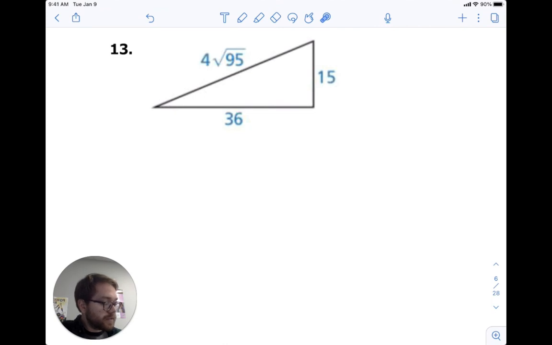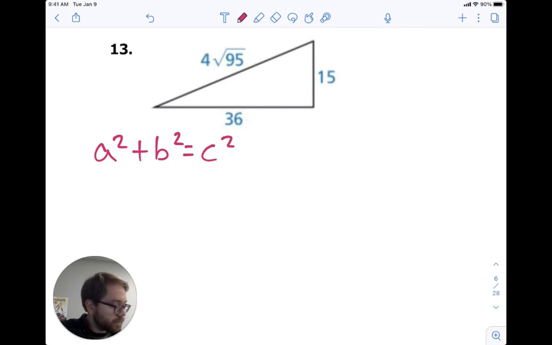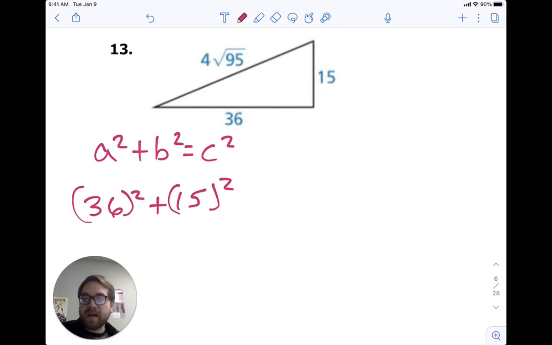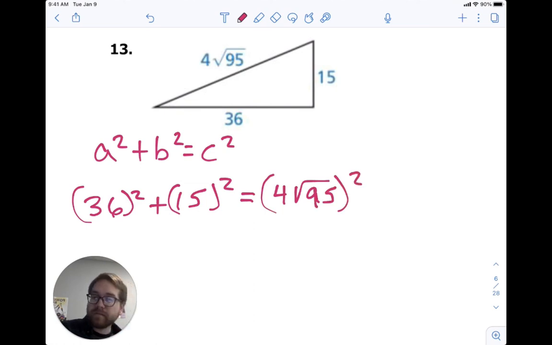So what we're going to do is plug into our formula. Our two shorter sides will be a and b here, 36 and 15. So that's 36 squared plus 15 squared. It doesn't matter which one's a and b. If you know those are both the shorter sides, you can flip them around. And then c squared will be 4 times the square root of 95 squared. And then I'm just going to simplify this using my calculator to see if these come out to be equal.